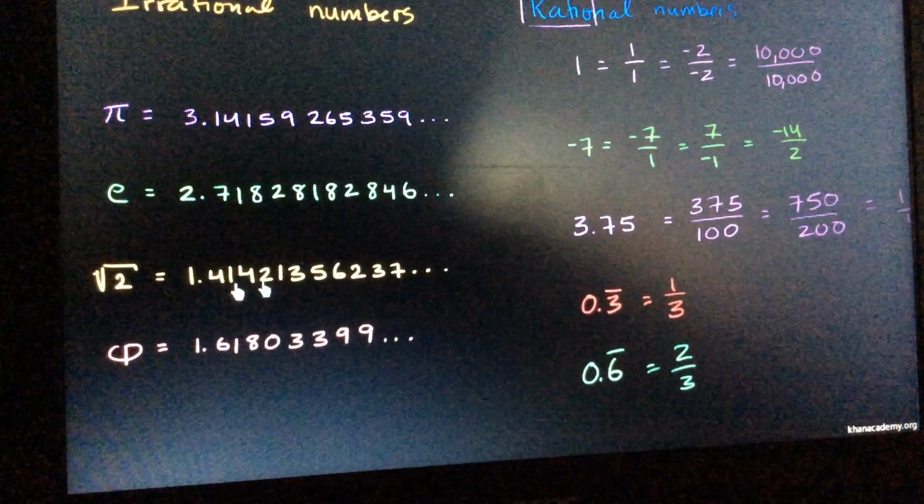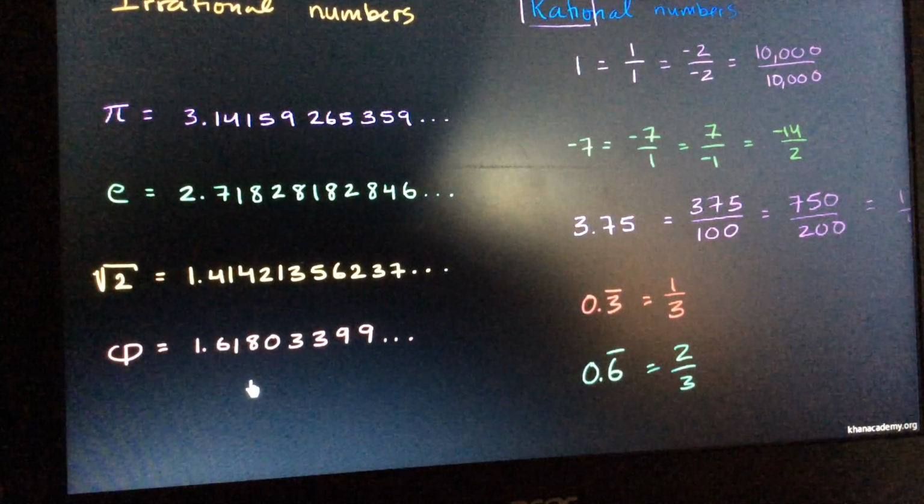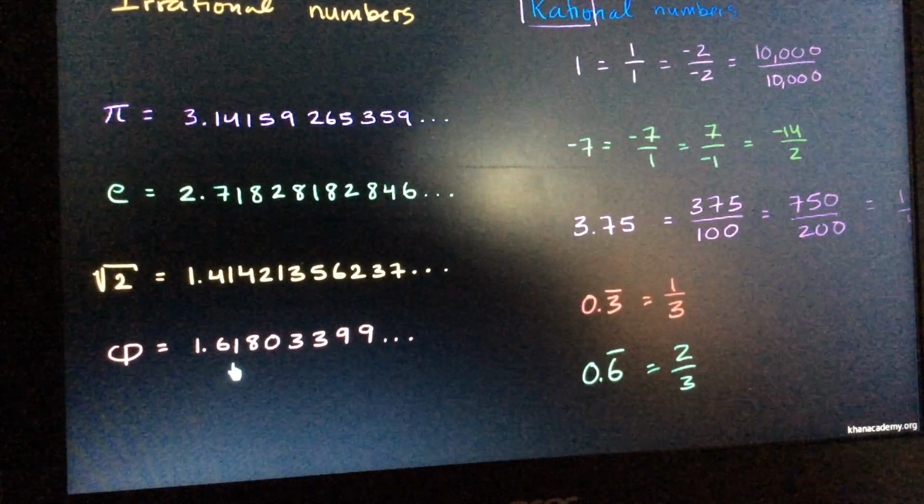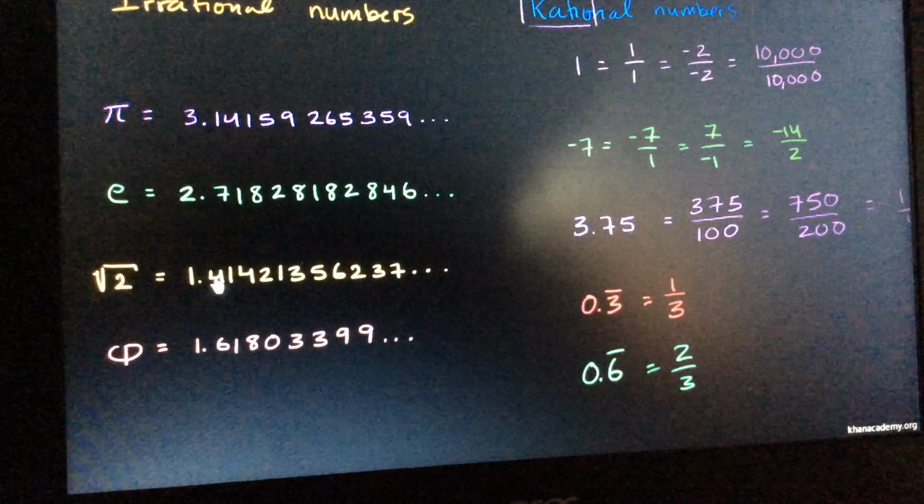Square root of 2, irrational number. Phi, the golden ratio, irrational number. So these things that really just pop out of nature, many of these numbers are irrational. Now you might say, okay, aren't these irrational?